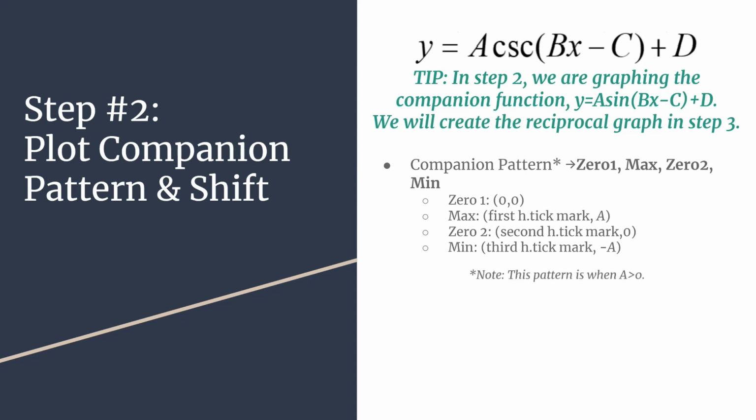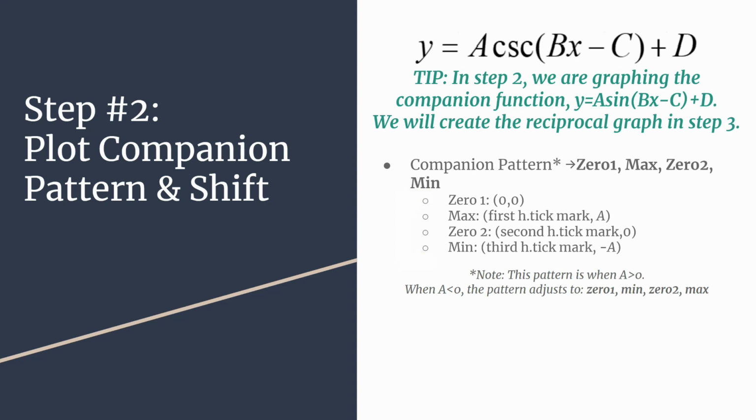If you have a negative out front, that indicates you have a vertical reflection. So the pattern flips on its head, and the only adjustment is you'll notice that the minimum and maximum get relabeled. You can still follow this guide right here. All of that will still work. You'll just notice you're graphing 0, minimum, 0, maximum, because that shape flips on itself over the x-axis.